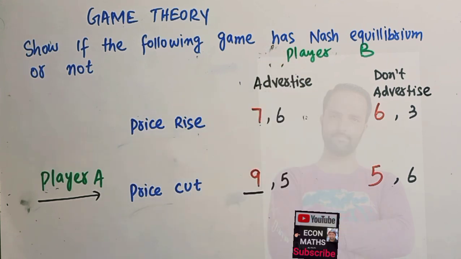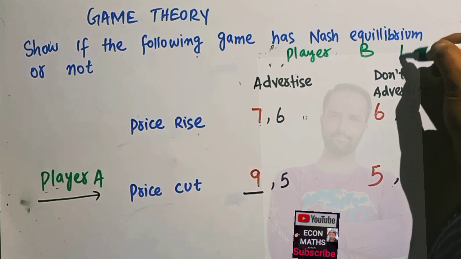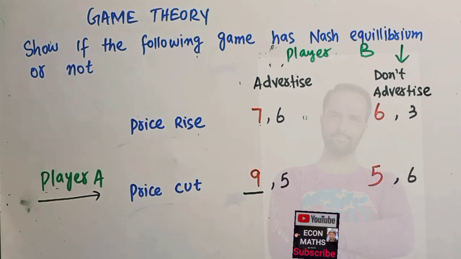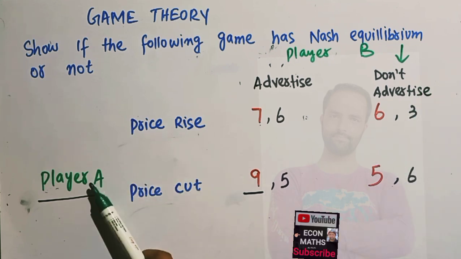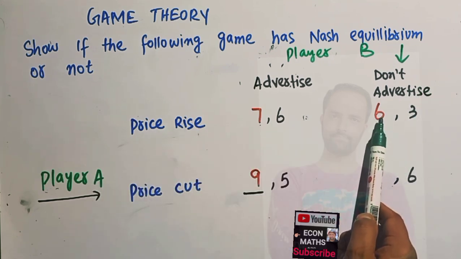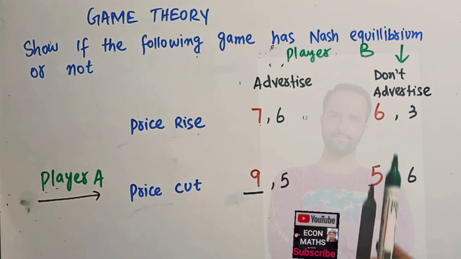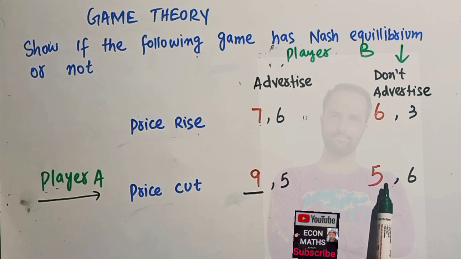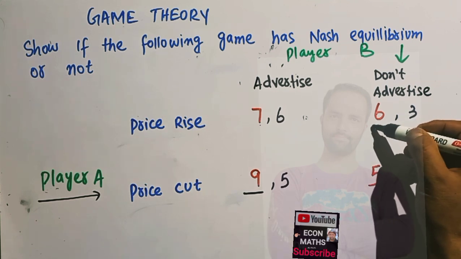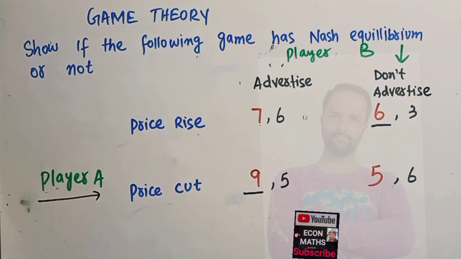Now, let us see how player A reacts if player B chooses not to advertise. Again, if player B chooses not to advertise, player A has two options, either to raise the price or cut the price. Raising the price gives him the payoff of 6, cutting the price gives him the payoff of 5. Obviously 6 is greater than 5. He will choose to raise the price, and let's underline it here.